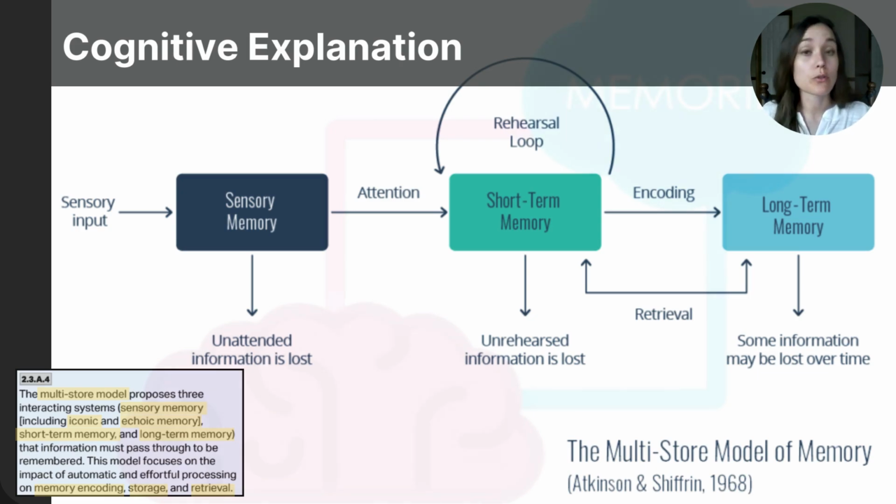Now, the multi store model was proposed in 1968, and it describes memory as a sequence of three different stages: sensory memory, short term memory, and long term memory. And it starts with information in your environment. And let me use watching a movie as an example.